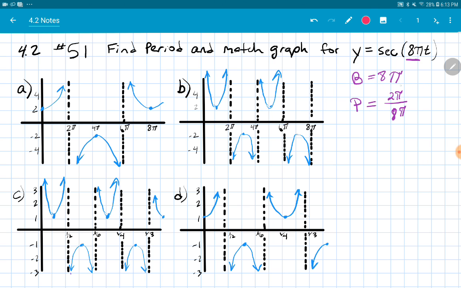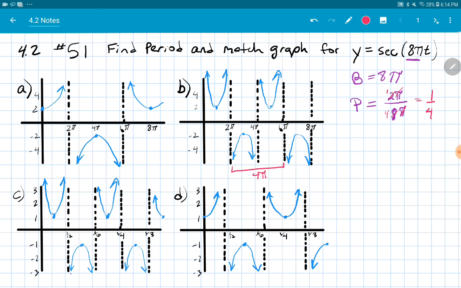And my pi's cancel, and I can reduce that to 1/4. All right, so my period is going to be 1/4. So I'm looking at my graphs, and I can see that my period over here in B is 1 up, 1 down. That's going to be a 4 pi.